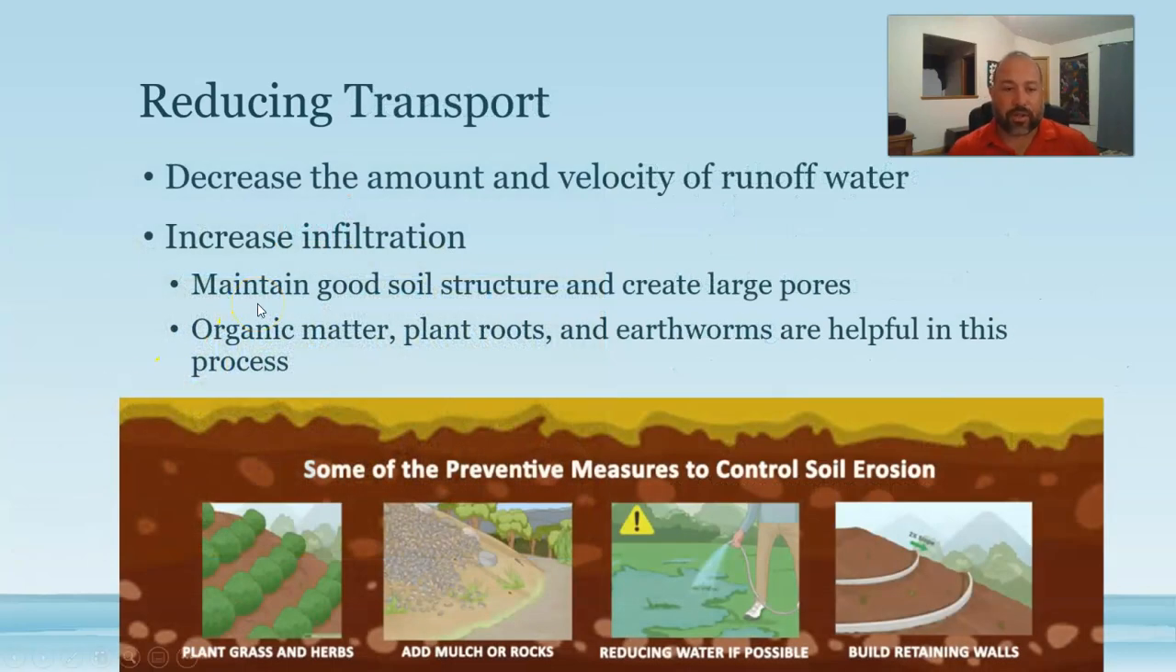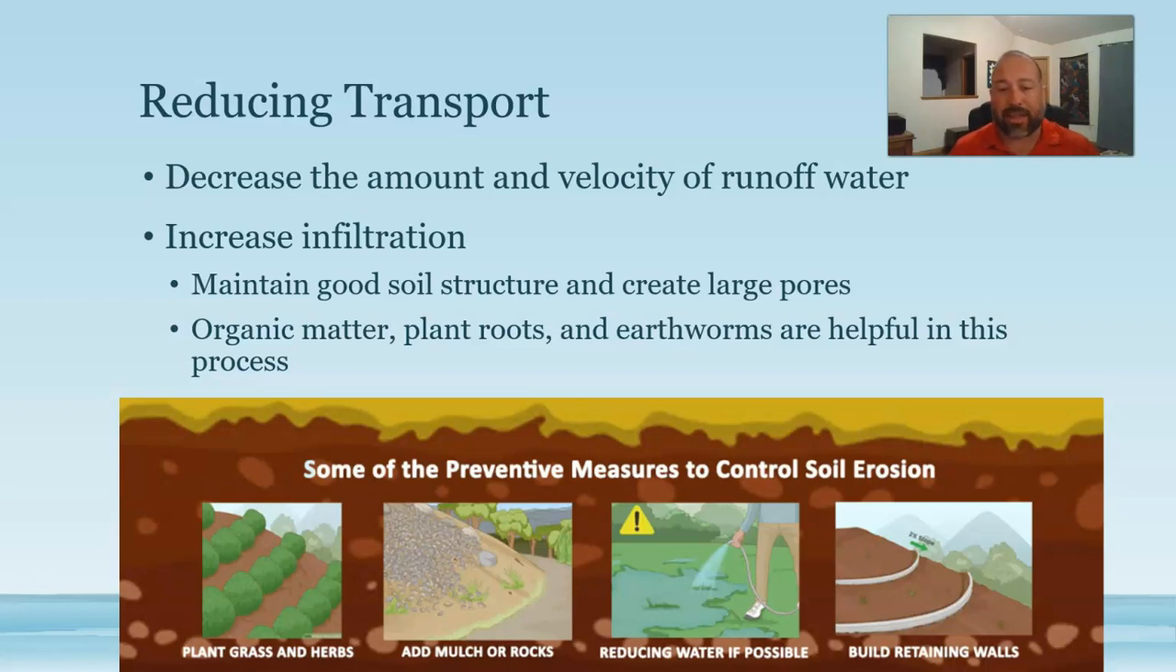In terms of reducing transport, we're trying to decrease the amount and velocity of the runoff water, because it matters how much runoff we're seeing, but it also matters how fast that runoff is going. So we want to increase infiltration. And so the ways we can increase infiltration is to have good soil structure and create large pores, and making sure we have large pores and large healthy soil.